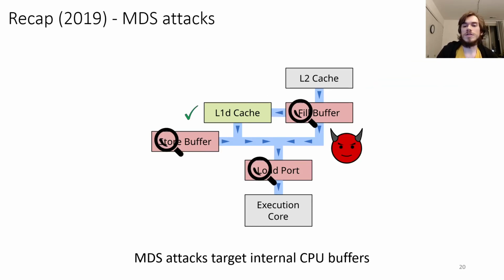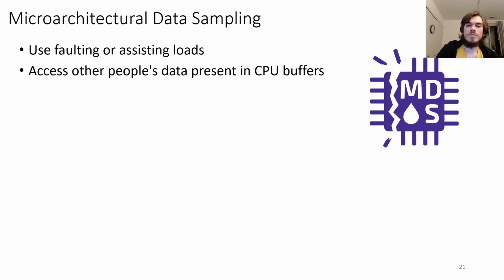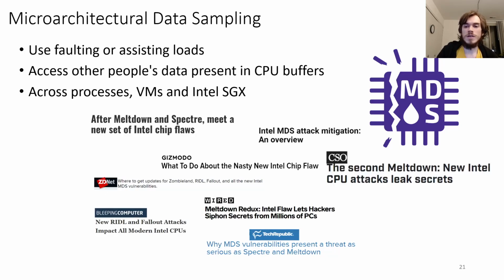So what MDS does, it actually targets these internal CPU buffers. And to understand how it does that, we basically look at how that works. So basically with MDS, you can, similar to Meltdown, use a faulty or assisting load to basically access other people's data present in the CPU buffers. And the way you would do that is by basically dereferencing a null pointer under speculation. And this actually works across processors, VMs, and Intel SGX. That's pretty severe too, so it was also all over the news. In fact, it had very similar consequences as Meltdown, hence why it was sometimes dubbed the second Meltdown.